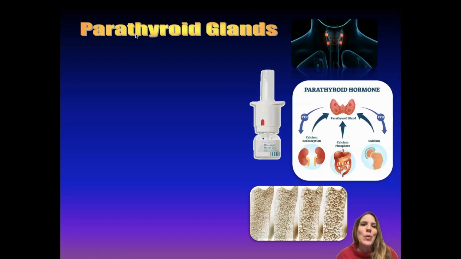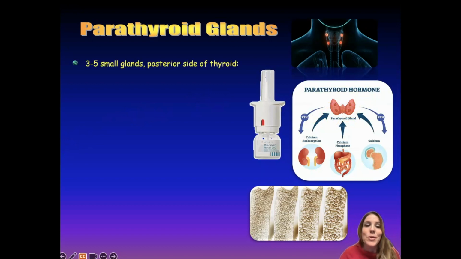So parathyroid glands are found in the posterior side of the thyroid gland, but they themselves are a separate endocrine organ. And depending on the person, you might have 3 to 5 of these little glands sitting on the posterior side of your thyroid. Most people have 4.